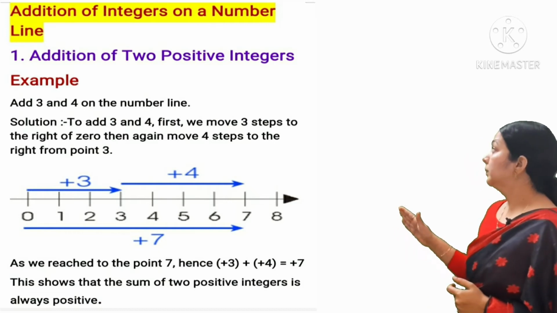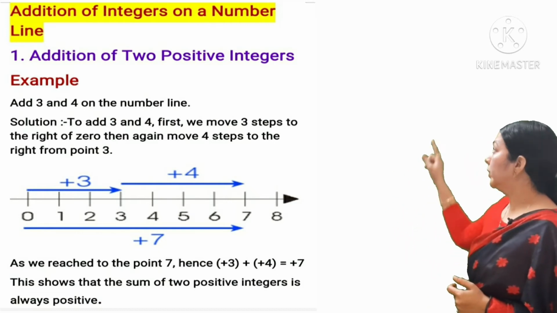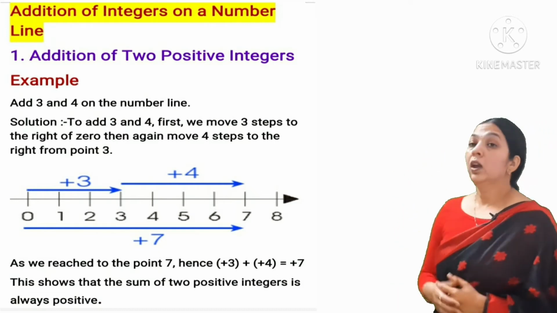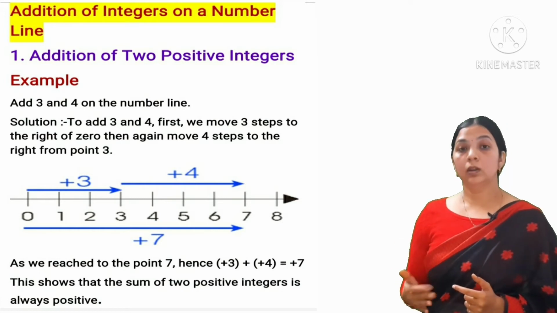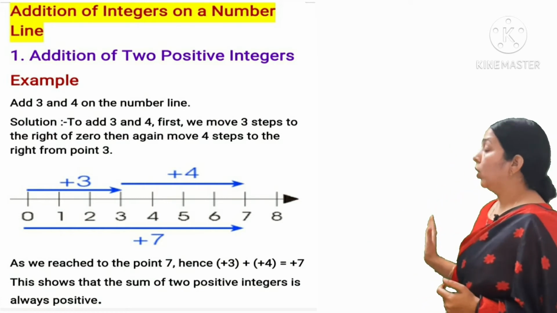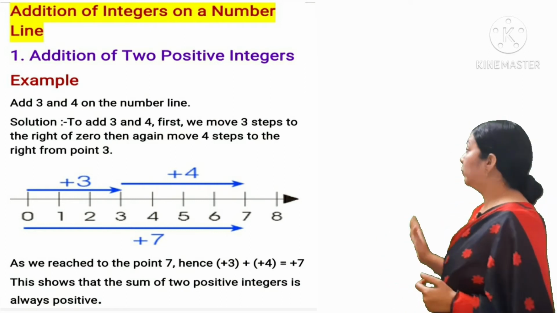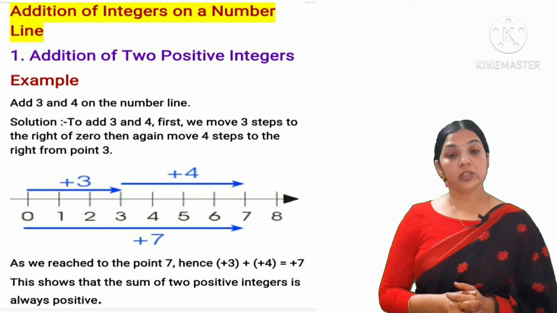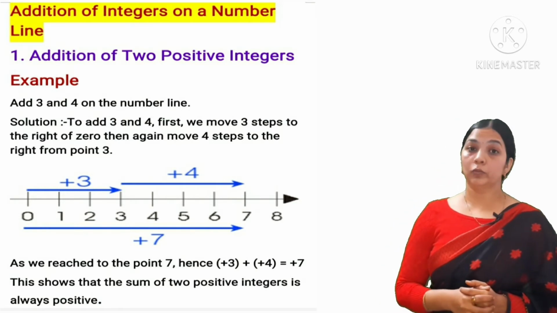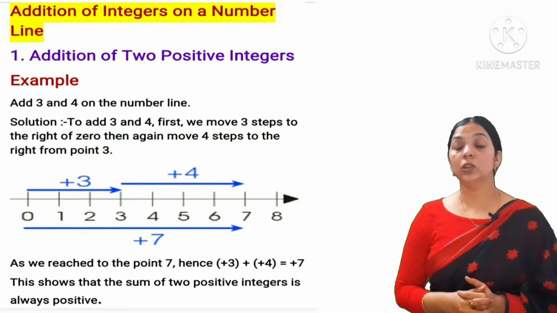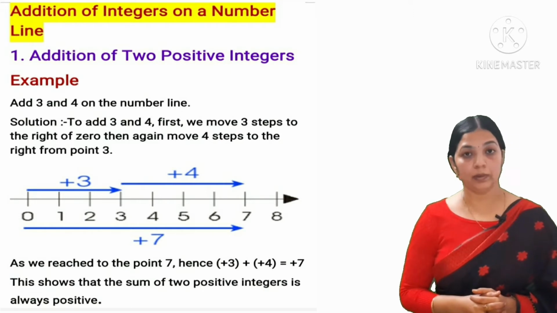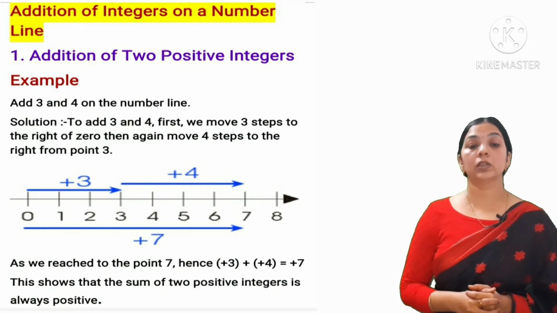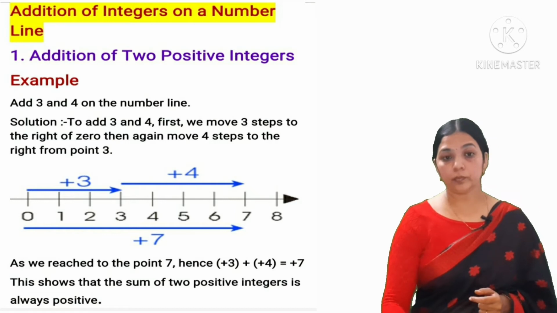We will first count 3 digits. Okay, here you can see 3 is there. We will move 4 steps on the right side of the 3. So it would be 4, 5, 6 and 7. So we reach at 7, hence 3 plus 4 is equal to 7. This shows the sum of two positive numbers or two positive integers is always positive.